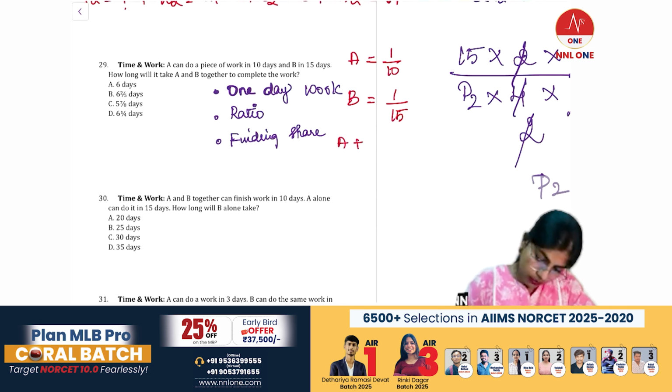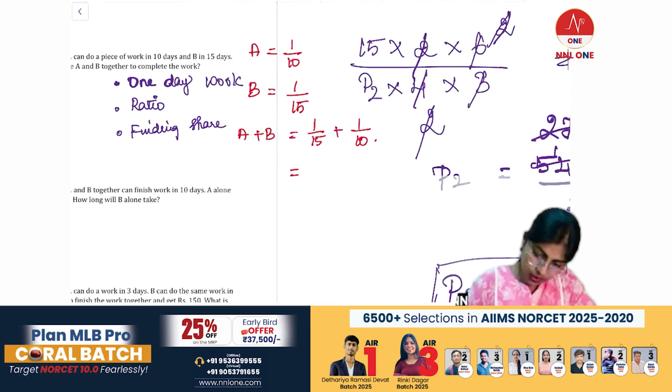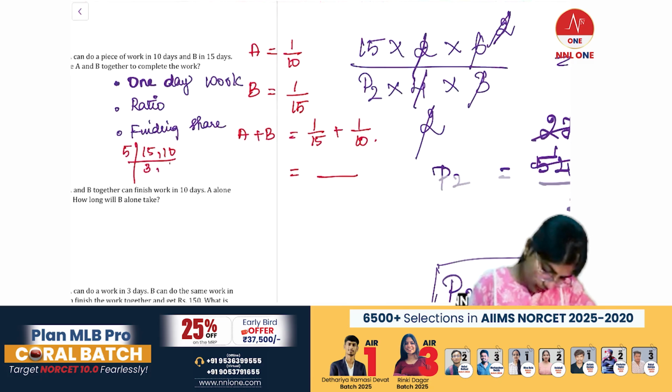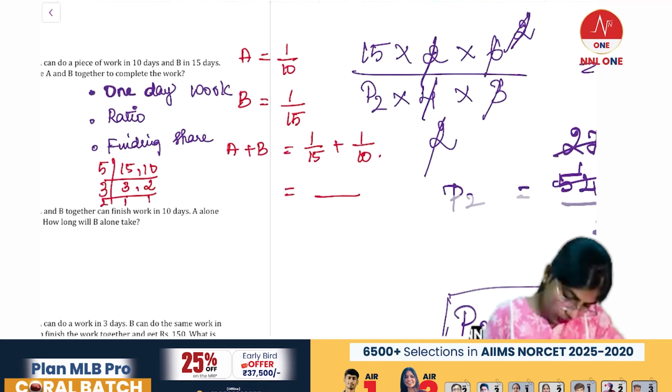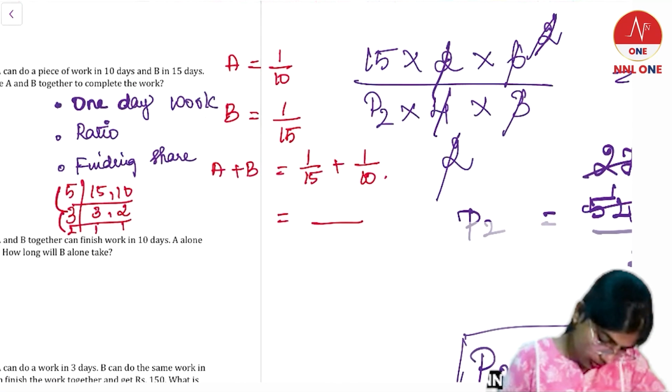So A plus B is equal to 1 by 15 plus 1 by 10. Finding the LCM, what is the LCM of 15 and 10? 5 into 3 is 15, 15 twos are 30. So the LCM is 30.